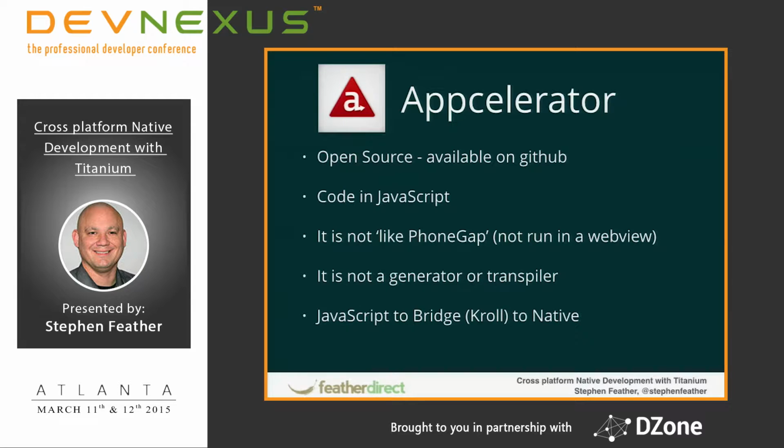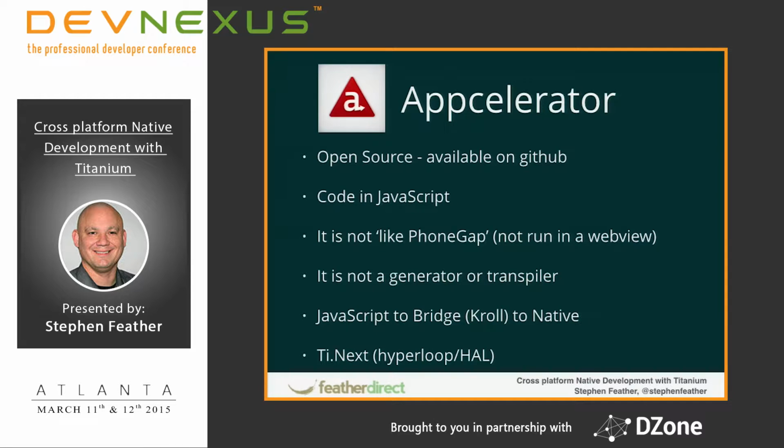It uses a bridge. A lot of the larger frameworks do that. JavaScript talks to the bridge. In this case, we call it Kroll, which is the process of making Titanium, and that talks to native APIs.